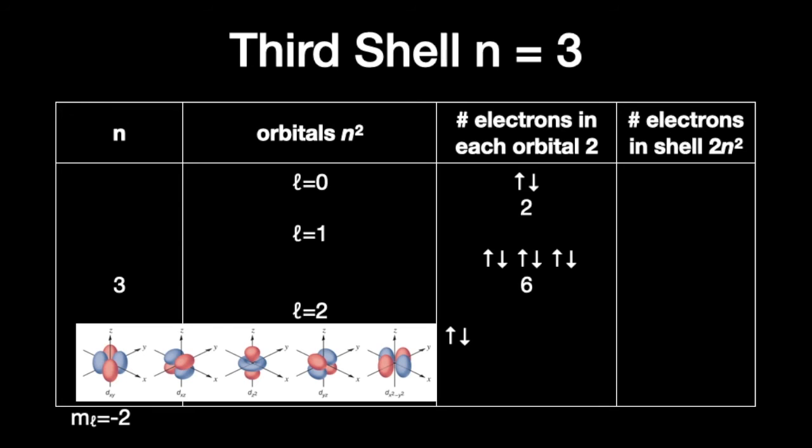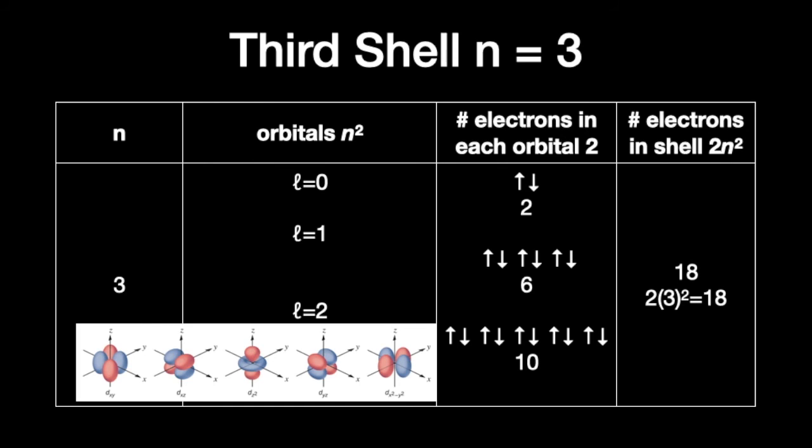M sub L is minus 2, and you have 2 electrons in that orbital. M sub L is equal to minus 1. We have 2 electrons there. ML is equal to 0. We have 2 electrons there. ML is equal to plus 1. We have 2 electrons there. And ML is equal to plus 2. There's 2 electrons there. Okay, so ML can vary from minus 2 all the way to positive 2, and whole numbers in between. That's a total of 5 d orbitals. 2 electrons in each of those 5 gives you a total of 10 electrons in the d orbital, or the L equals 2 subshell. That gives you a grand total of 18 electrons in the n equals 3 shell.